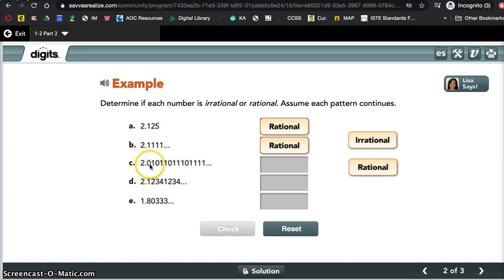This one we have 2.01011101110111. It's repeating in a pattern, but it's not a pattern that we can draw a repeat bar over, so it's irrational.